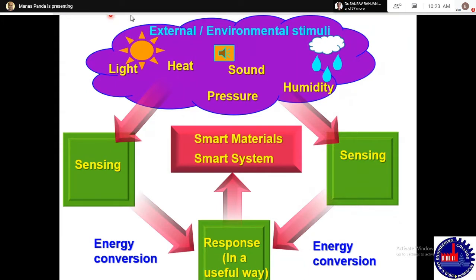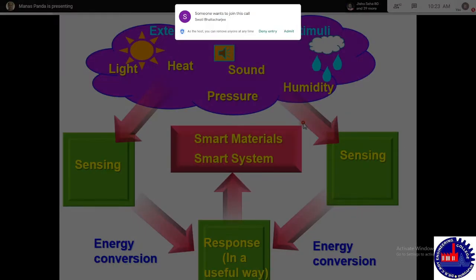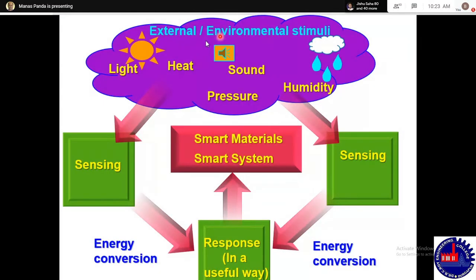When I talk about smart materials, they have two different stages. Smart materials first do sensing. They have the capability of sensing all these external stimuli. The second stage is response, a response in a useful way, so that we can utilize it for our technological purposes or our daily purposes. And there is an energy conversion, or energy transduction, within the material.